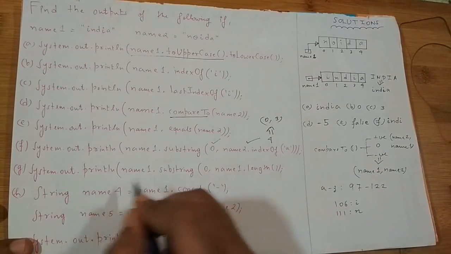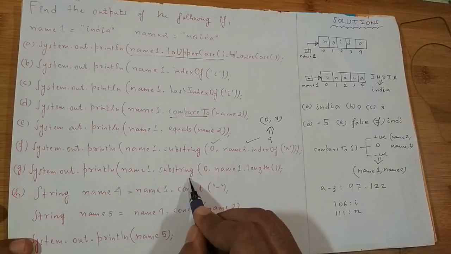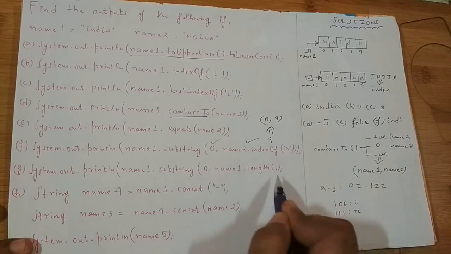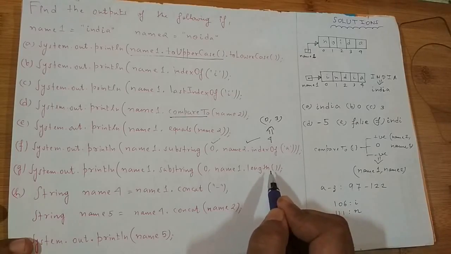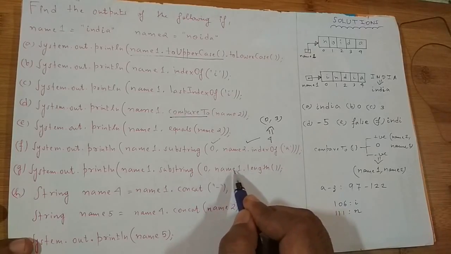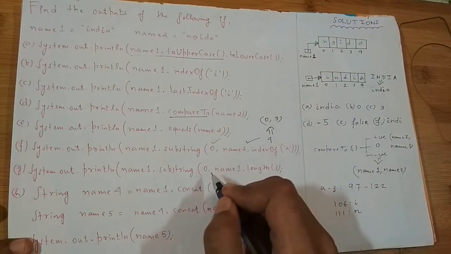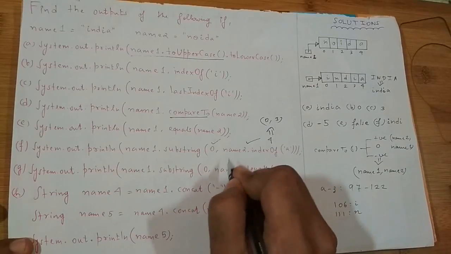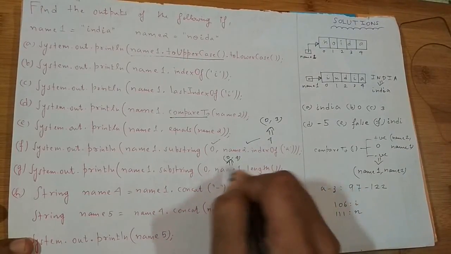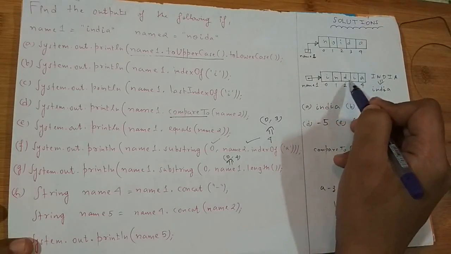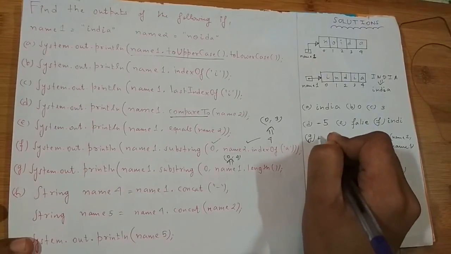Now, let's move on to the next one. Another substring question here. See, name1.substring(0, name1.length()). What does the length method return? The length method returns the number of characters present in the string. So, the number of characters present in name1, as we can see, is 5. So, we will take the substring in this case from 0 to 4. So 0 to 4 will give us INDIA. That means the entire string itself. So number G is INDIA.